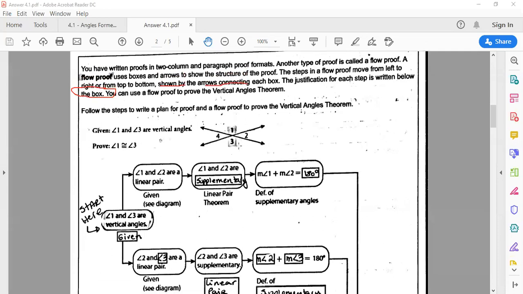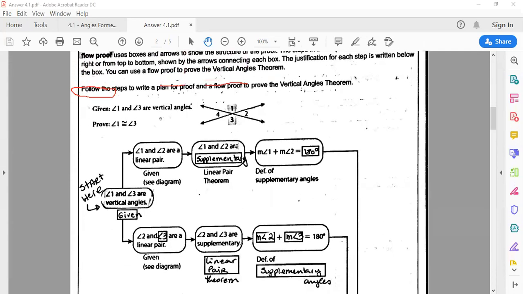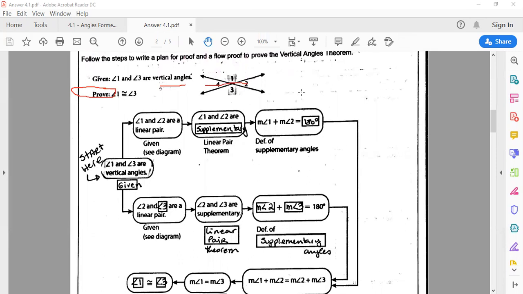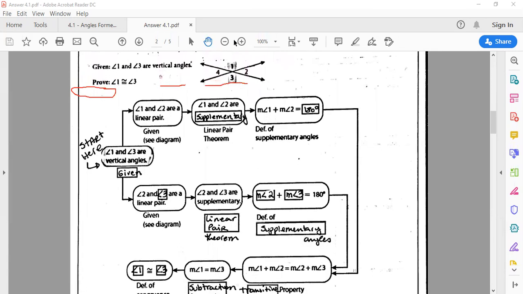Here we're talking about proving that vertical angles are congruent, okay, the vertical angles theorem. And let's take a look at the proof. We start with a given statement that angle 1 and angle 3 are vertical angles, and we want to prove that they are congruent, okay, that angle 1 is congruent to angle 3.